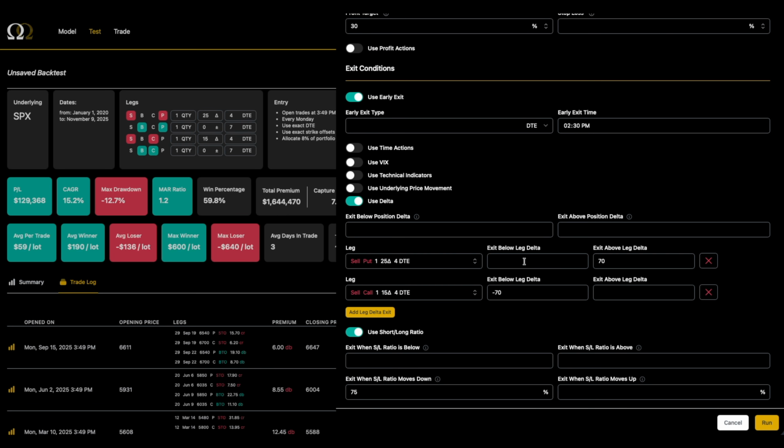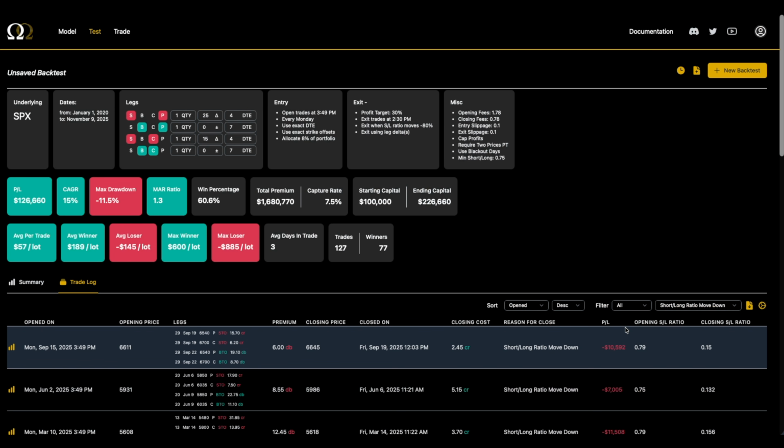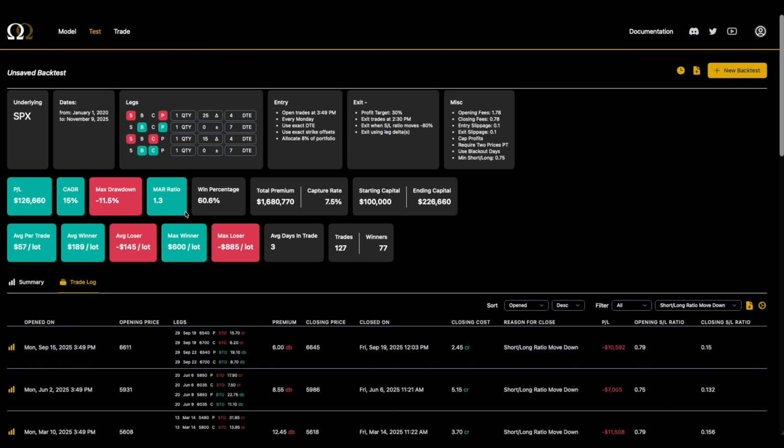Let's just do a little bit more here. Let's go a little bit longer on the short long ratio. So 80%. So this is going to let the short long ratio cook a little bit more until you get to 80%. It's going to give you more time. It will possibly sag the tent a little bit more, but look at what it did to the MAR. The MAR is better, 1.3 MAR.